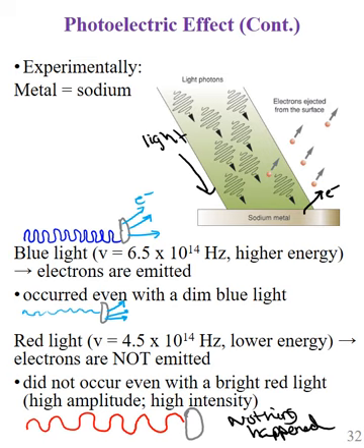So they thought classically that the electrons would just have to hold off and absorb that energy from that red light, and then once they got enough energy, they can move. But what they observed was that this was not the case. Even if they used a red light with a high amplitude, no electrons were emitted.